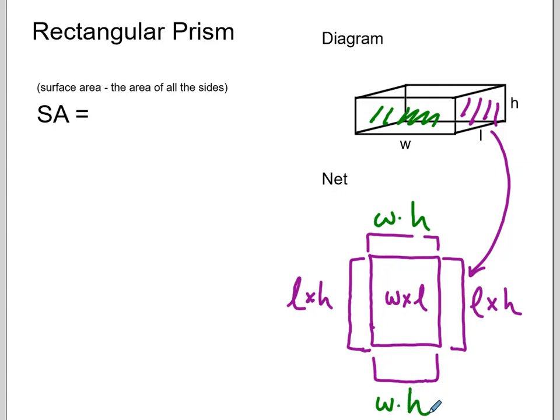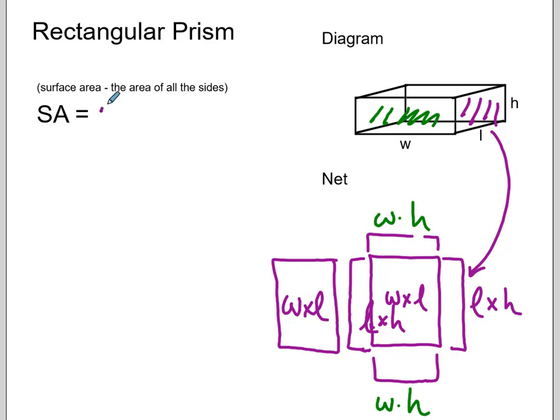W times H. Now that's 5 sides, so I'm still missing another piece here, and I'm going to just move this expression here over, and I'm going to add the top. So the top would have to go here, and it would be another W times L. Okay, so that's a quick version of a net. It's kind of messy, I understand. I'm just trying to do this relatively quickly for a rectangular prism. But what we should understand is there are 6 sides.